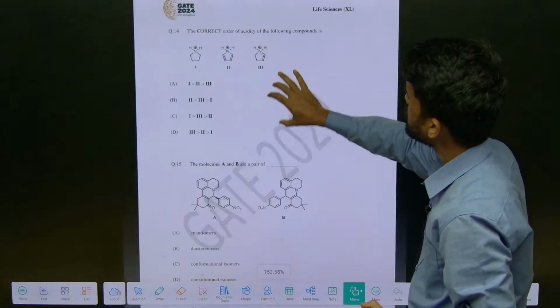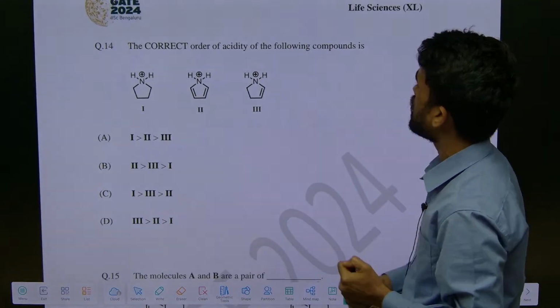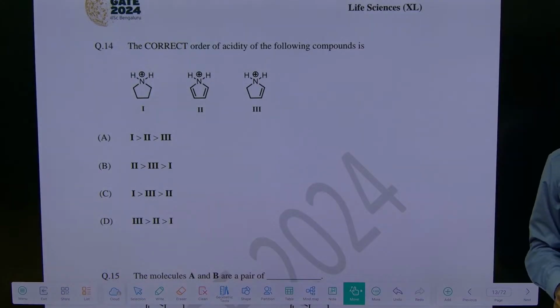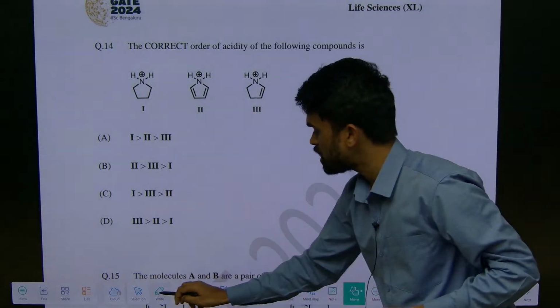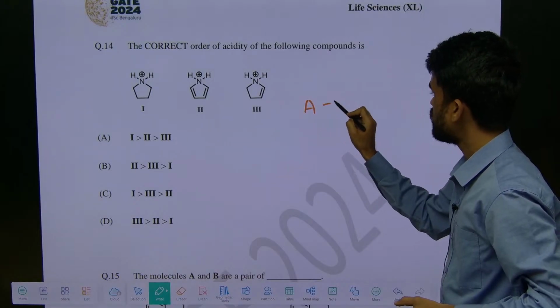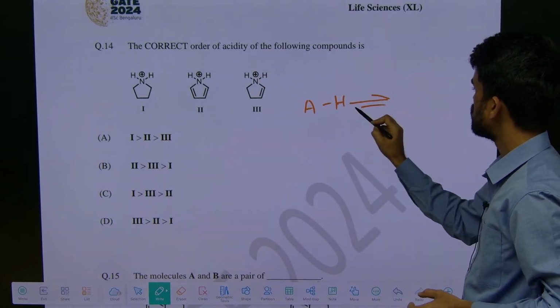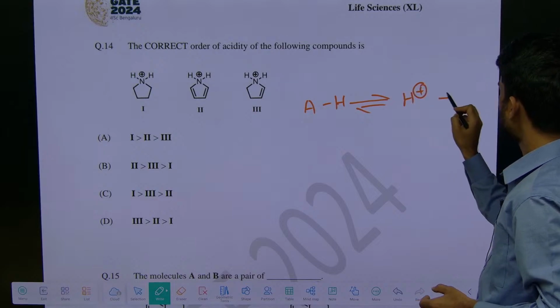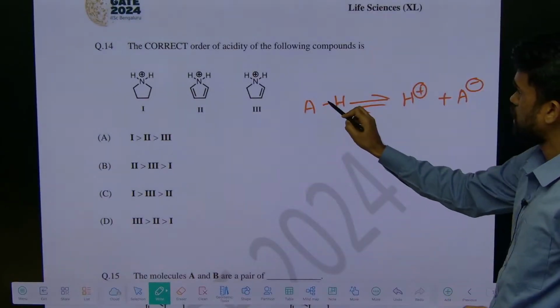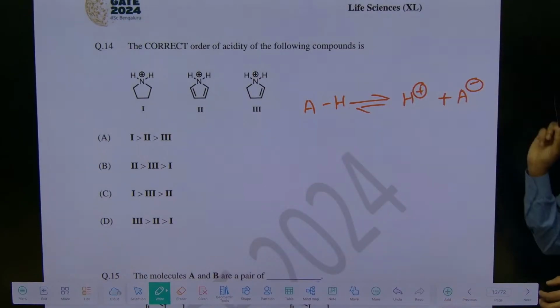Look at this, the correct order of acidity of the following compounds. What is the order of acidity of the following compounds? How can you answer this? Acidity means what? If AH is an acid, it should release H plus ion and form a conjugate base. After releasing the H plus ion, we will get a conjugate base.